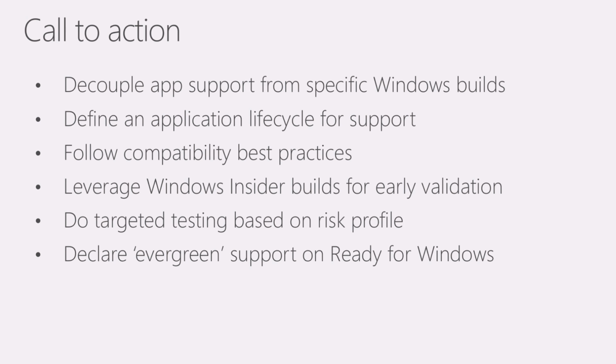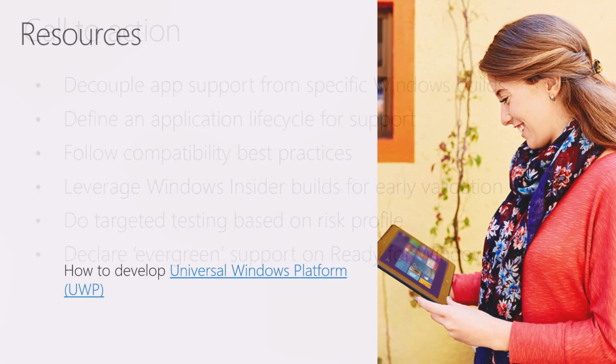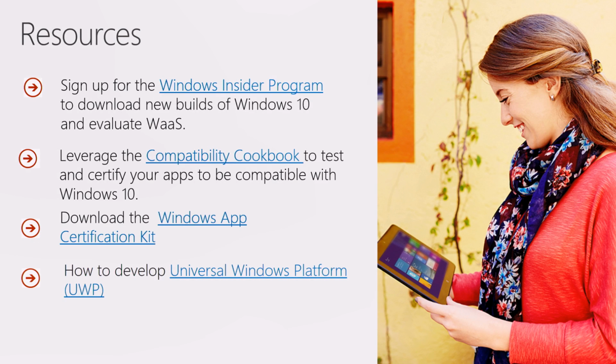And then declare evergreen support, get the logo. This will give you a lot of reach with our enterprise customers and get you into the logo program. And that's pretty much it. Here are a few resources. You can look up the Windows Insider program. I already talked about the Compat Cookbook. You can download the app certification kit. Primarily, this is store app focused, but it'll still help you weed out any memory exceptions or low-level issues with your app. And lastly, we have a white paper on how to develop UWP apps if that's something you are thinking about as well.